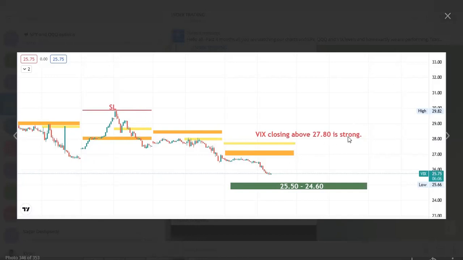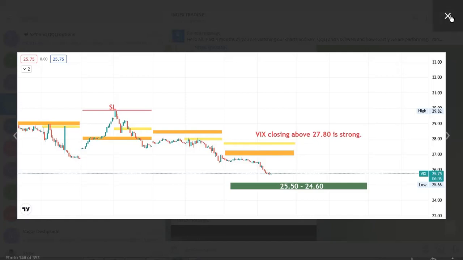Actually, this 27 point is this yellow supply zone. This yellow line is a supply zone, the intermediate supply zone, sir. VIX closing above this, the intermediate supply zone at 27.80. If price comes from the downside, goes up and closes above the intermediate supply zone, then VIX will go up, sir.